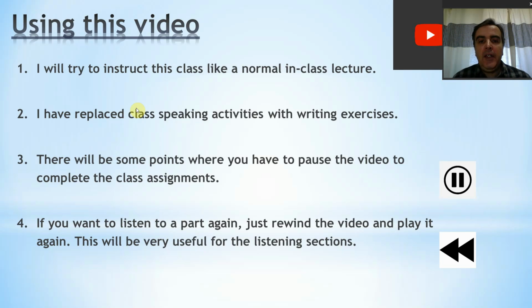There will be some points where you have to pause the video to please complete the class assignments. So I will show this icon and just pause the video, complete your assignment, and you can play the video again. If you want to listen to a part again, just rewind the video and play it again. I think this will be very useful for the listening sections in the lectures. You can listen 2 or 3 times and it can make it a little bit easier for you.